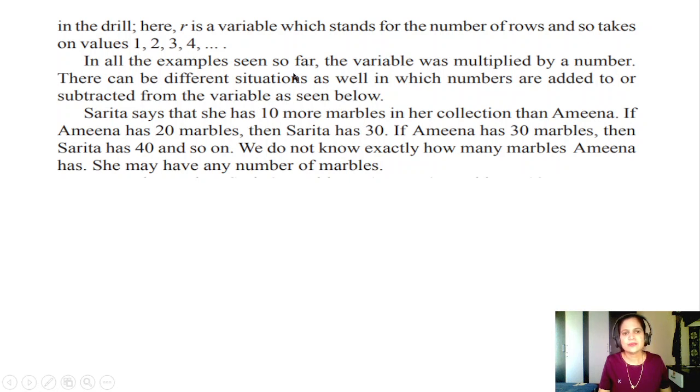In all the examples seen so far, the variable was multiplied by a number. There can be different situations as well, in which numbers are added to or subtracted from the variable, as seen below. Sarita says that she has 10 more marbles in her collection than Amina. If Amina has 20 marbles, then Sarita has 30. If Amina has 30 marbles, then Sarita has 40, and so on. We do not know exactly how many marbles Amina has. She may have any number of marbles.